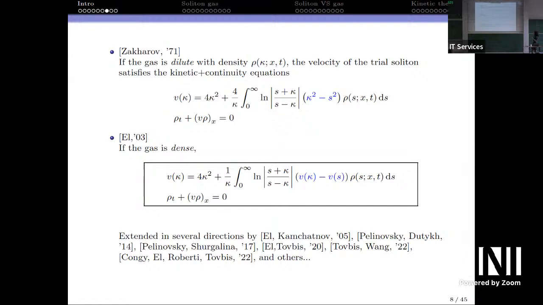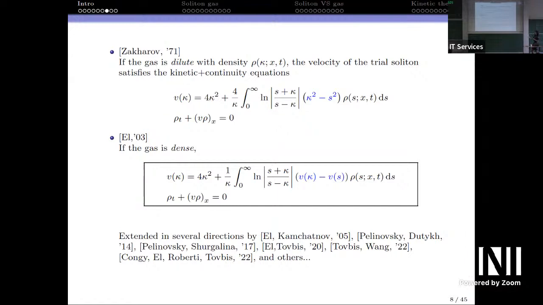This was the first result, but then later on, more recently, Gennady, 20 years ago, also considered the case of a dense soliton gas. Dense means that basically you cannot tell all the bumps apart. They are more condensed, more packed together. So this is when the gas is dense. The idea is that this rho, this density of solitons, is not so small anymore. And what happens is that the velocity of the soliton passing through the gas satisfies a similar equation.